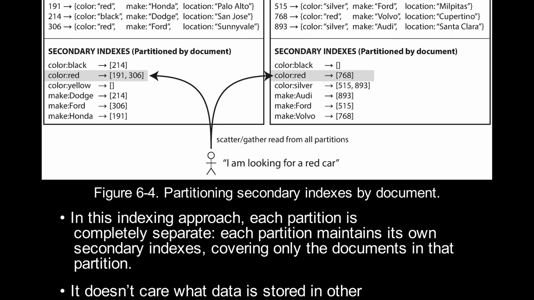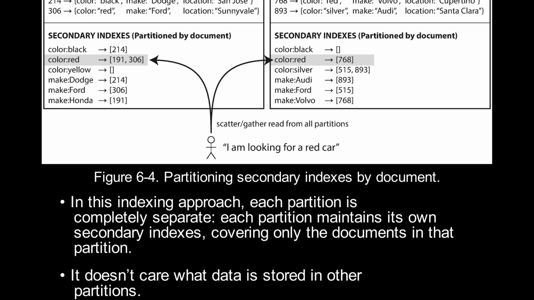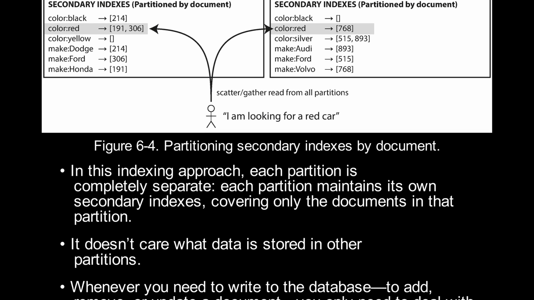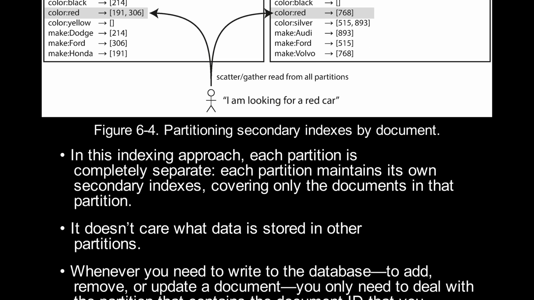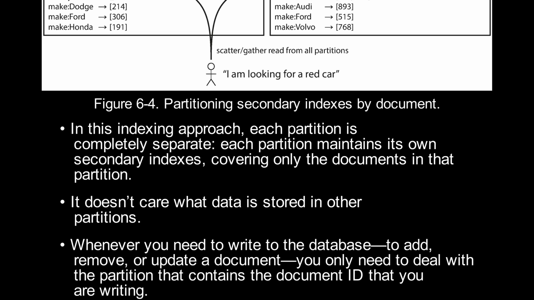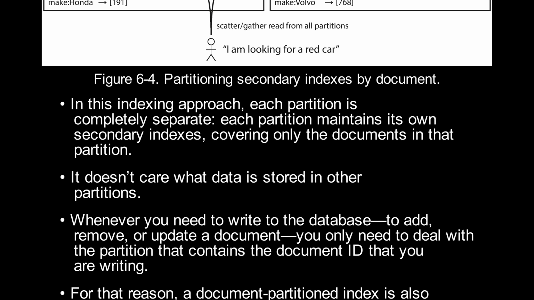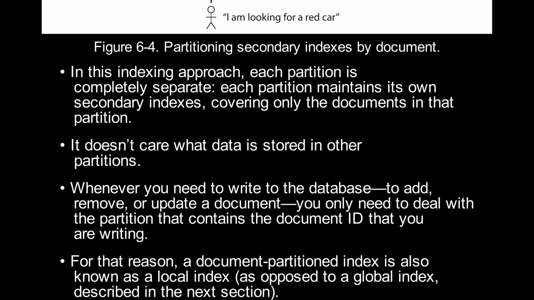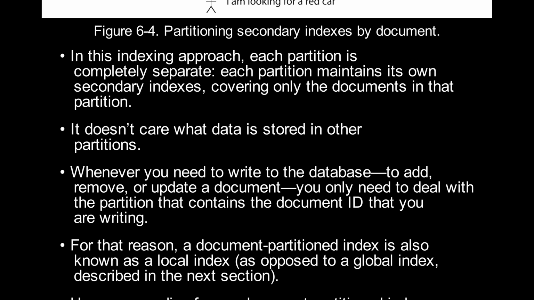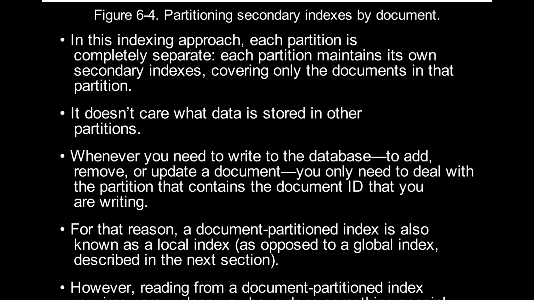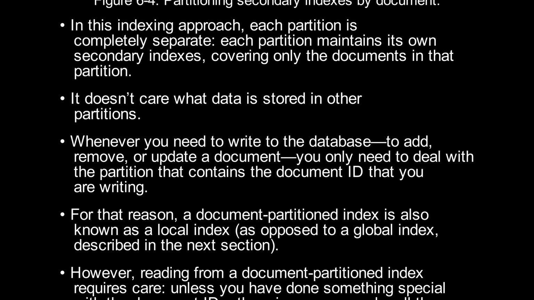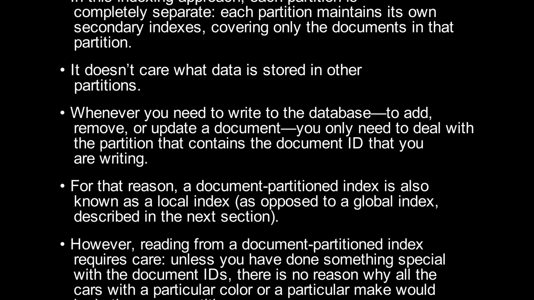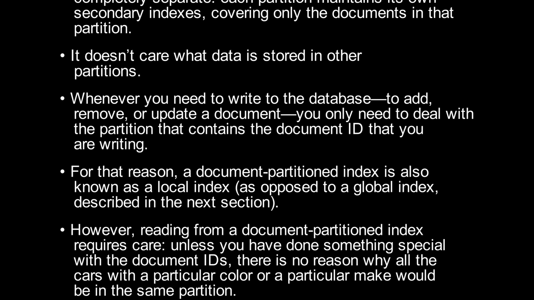In this indexing approach, each partition is completely separate. Each partition maintains its own secondary indexes, covering only the documents in that partition. It doesn't care what data is stored in other partitions. Whenever you need to write to the database to add, remove, or update a document, you only need to deal with the partition that contains the document ID that you are writing. For that reason, a document-partitioned index is also known as a local index, as opposed to a global index, described in the next section.